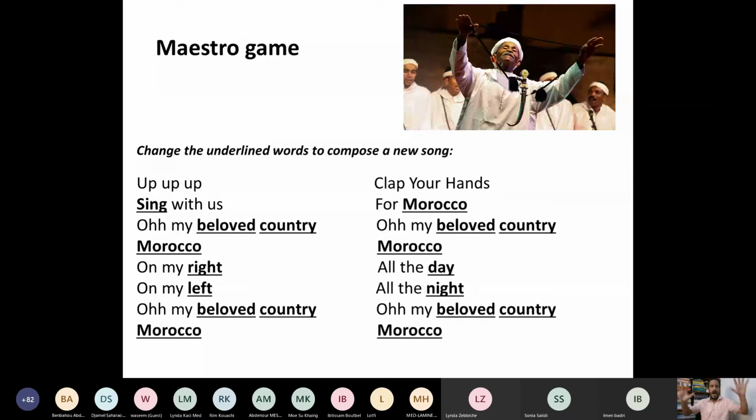For example, you can say, up, up, up, clap your hands, dance with us for Algeria. These are just examples. Now, I would like some of you to change these words and come up with a new song and a new rhythm. And you will see that students enjoy the game a lot. Anyone to change the words? We'll give you one minute to think about it.